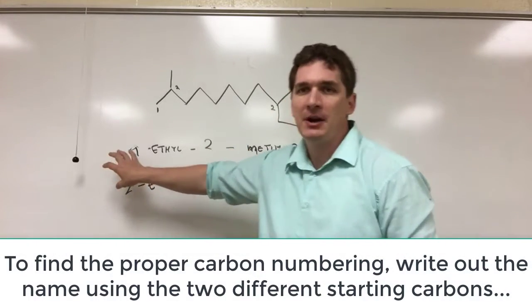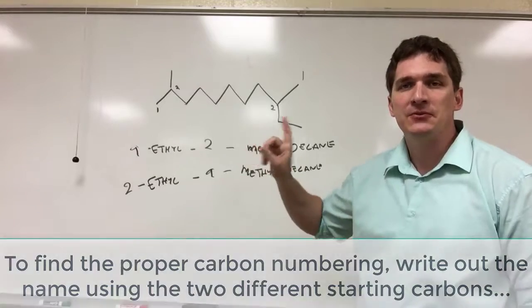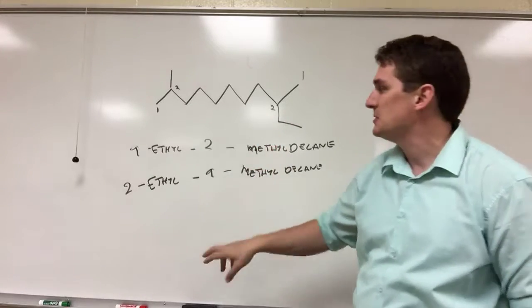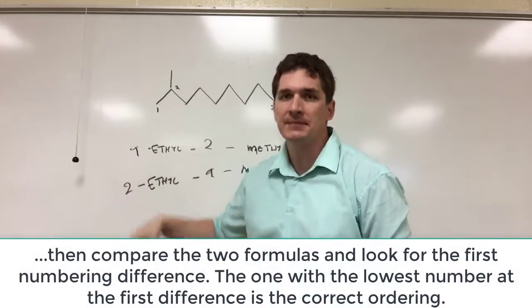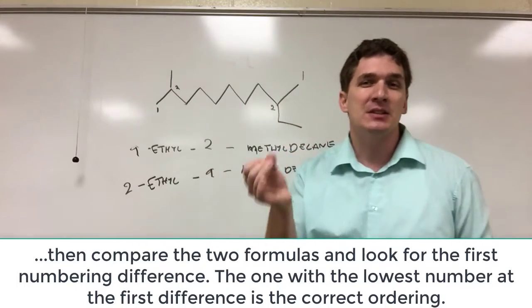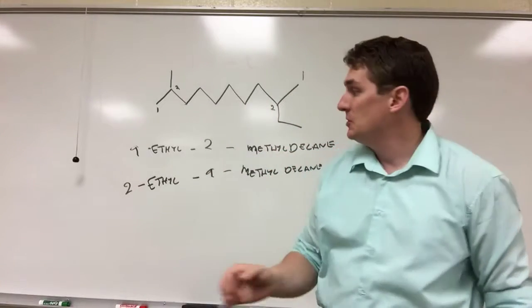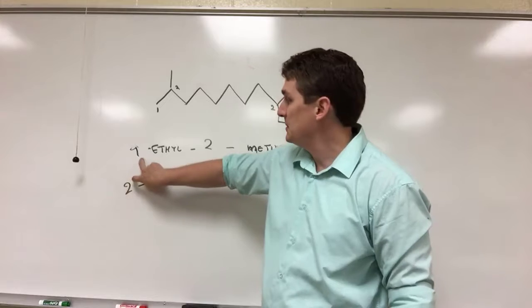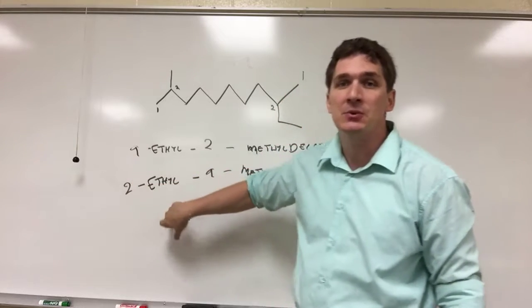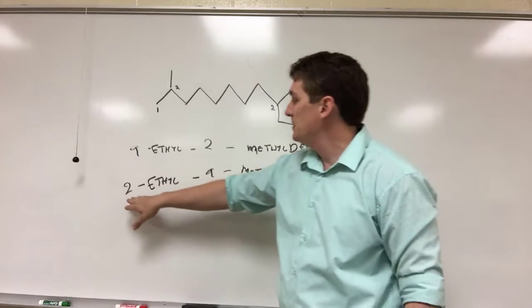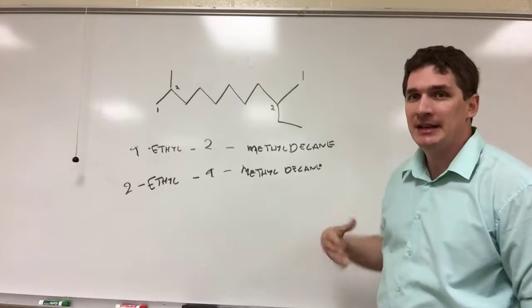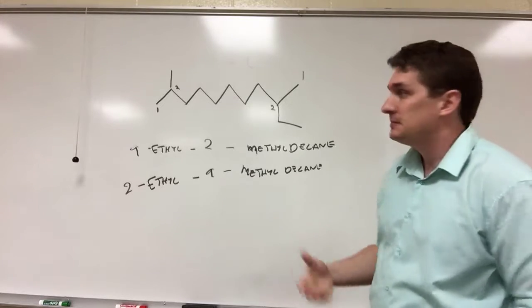Well, what we're going to do is we're going to compare the two names, and we're going to look for the first difference in terms of the numbers. So in this case, this is a 2 versus a 9. Whichever one minimizes the first number. So in this case, this first number comes first, one's a 2, one's a 9. We're going to pick the one that minimizes the first number. So this would be 2-ethyl, 9-methyl, decane.